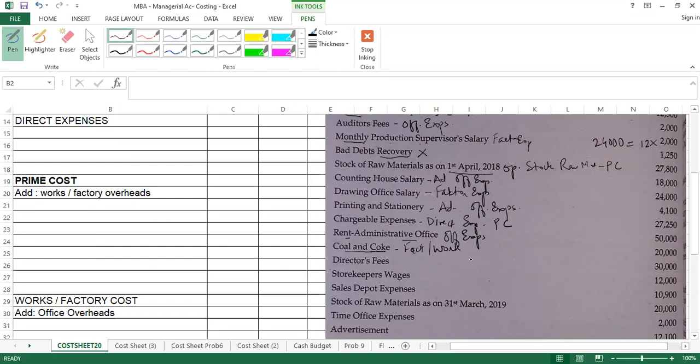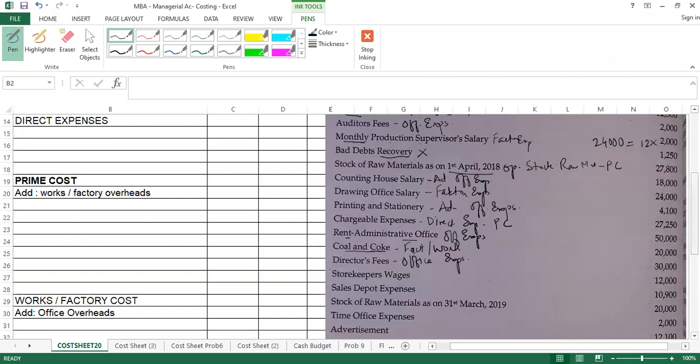Director's fee. Directors are the board of directors. They come for meetings, that is called board meetings, and when they come there's a provision that we have to pay a nominal amount for the meeting they have attended. This meeting will be conducted in the office, so directors fees will be an office expense. Next.